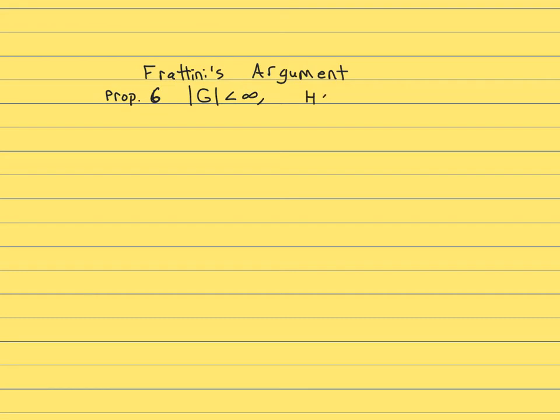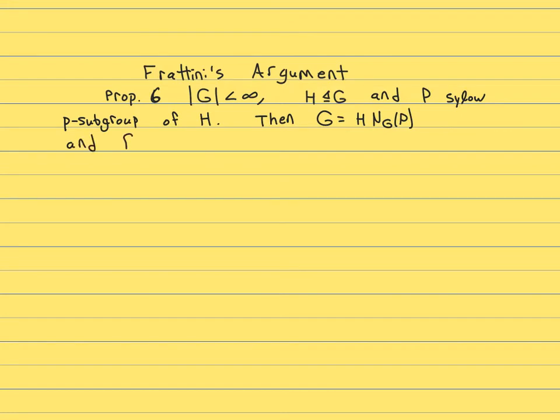H is a normal subgroup of G, and P is a Sylow subgroup of H. Then G is actually equal to H times the normalizer in G of P, and the index of H in G divides the size of this normalizer.